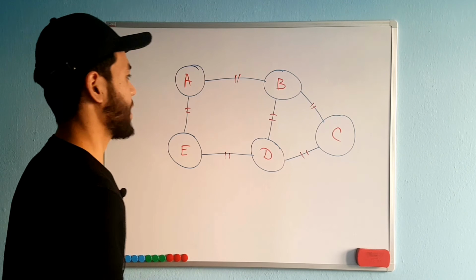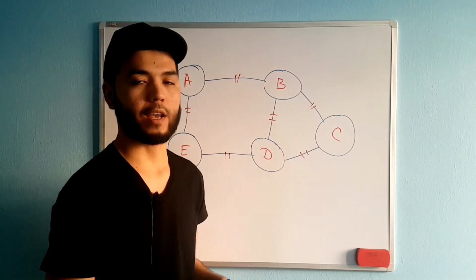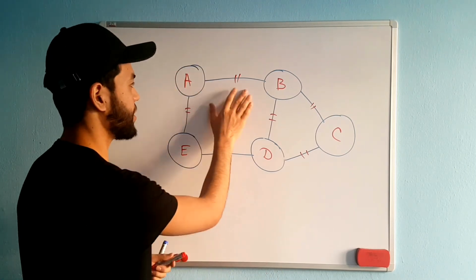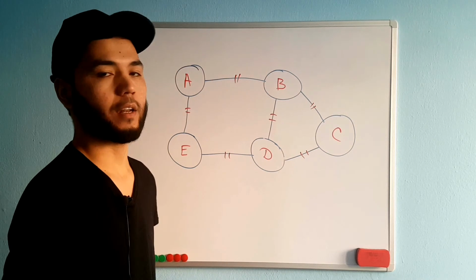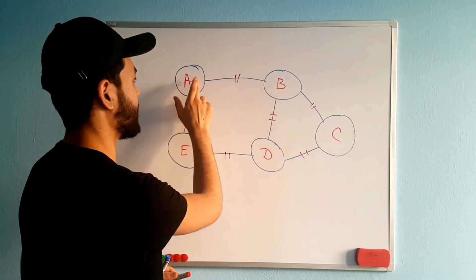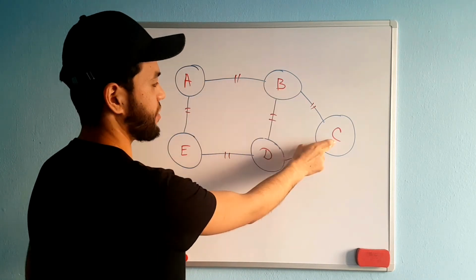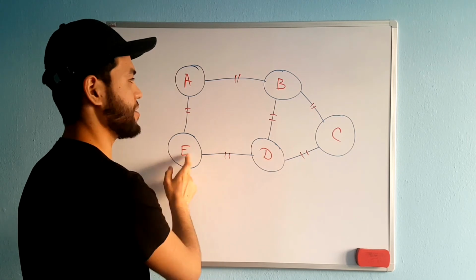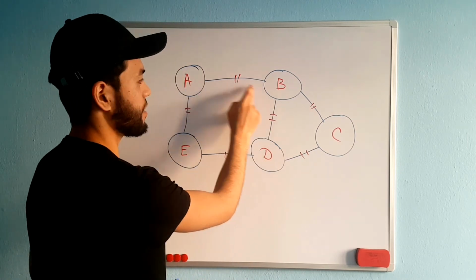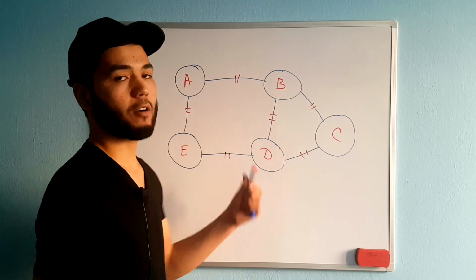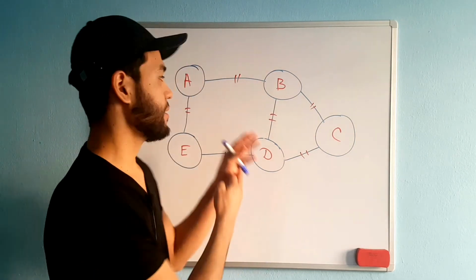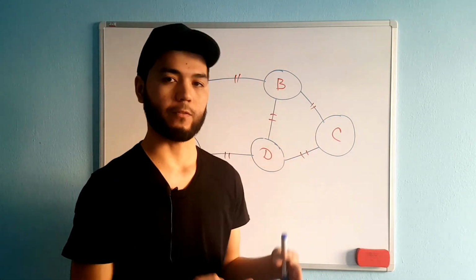Also, we have unweighted graphs. You can see here this graph is unweighted. Imagine these are cities A, B, C, D and E. I have five cities, but I don't know the distances. If there is no distance, it means this graph is an unweighted graph.